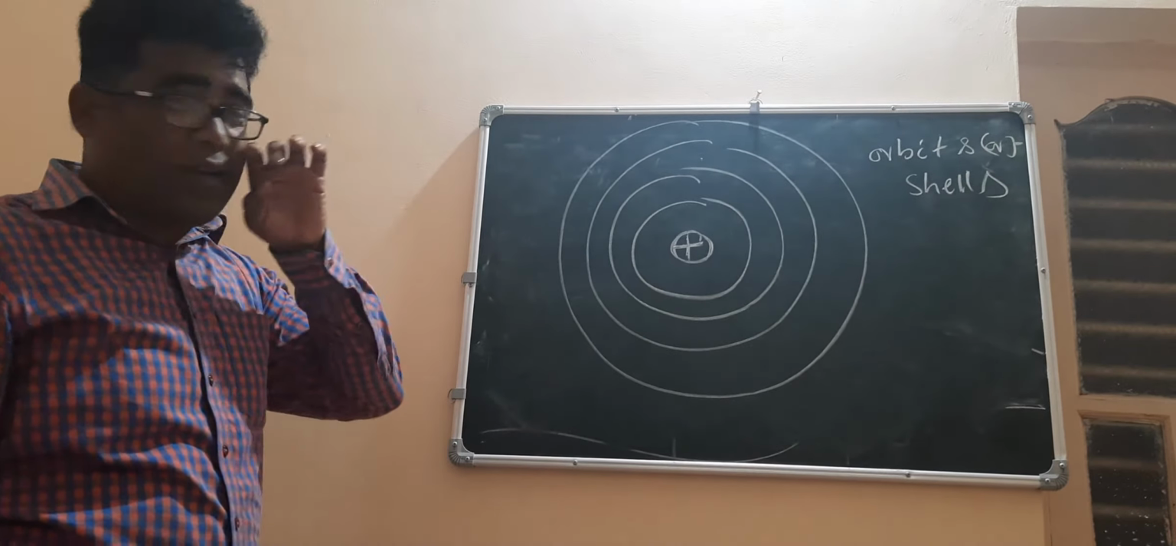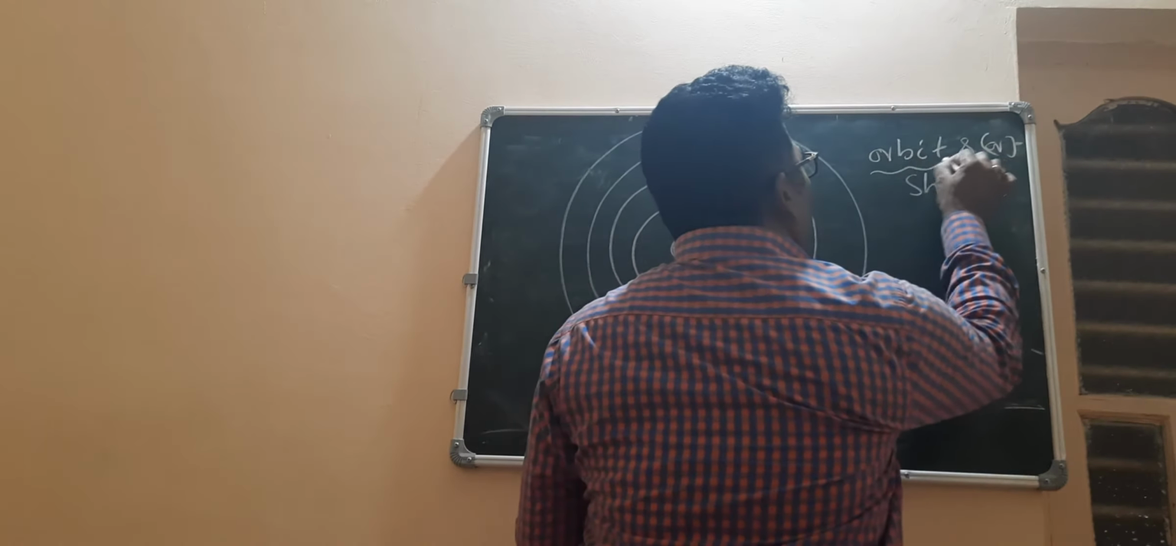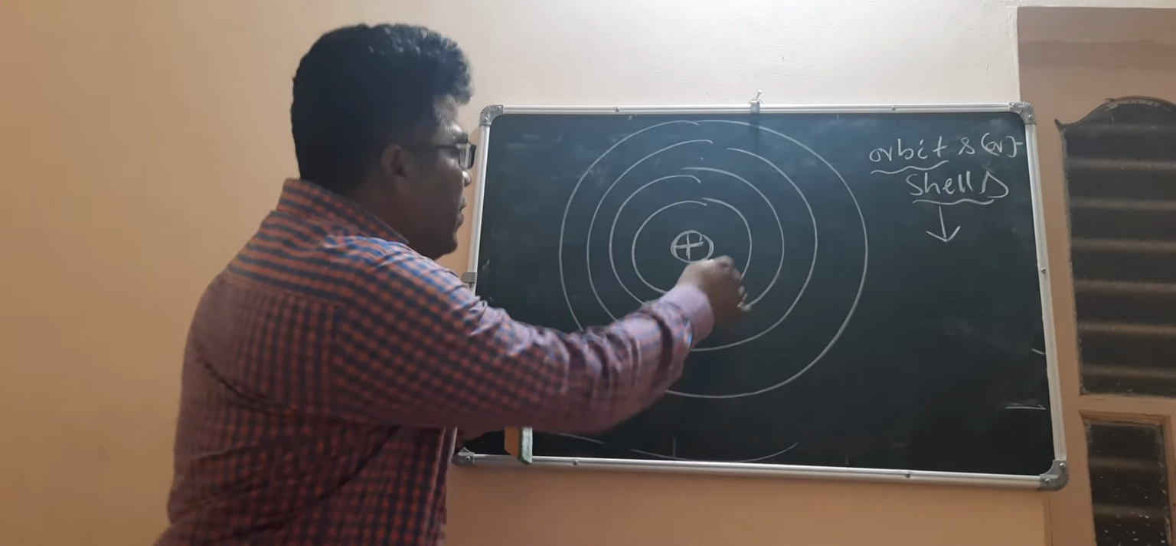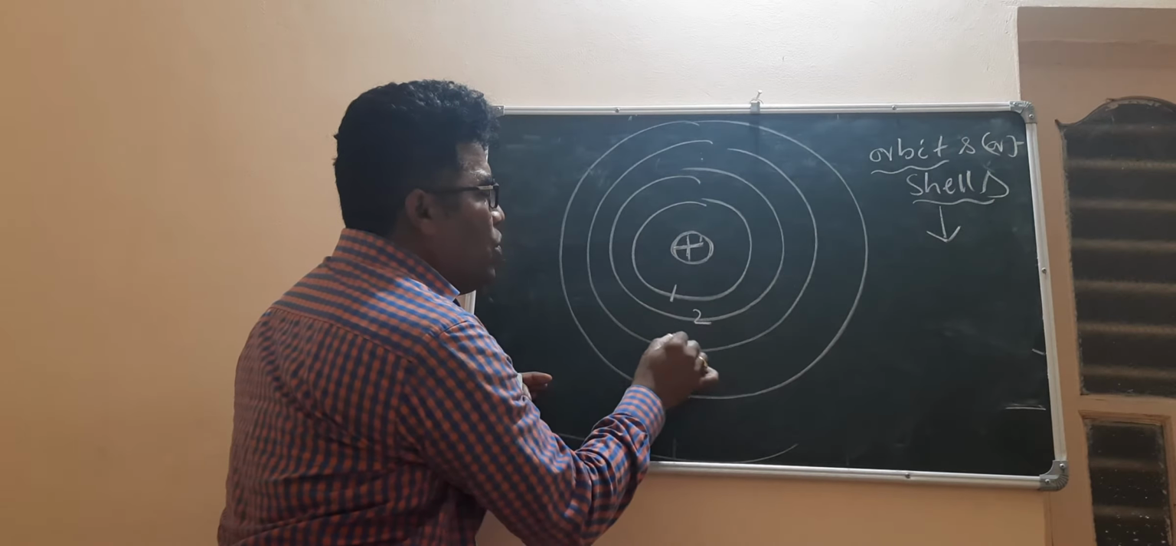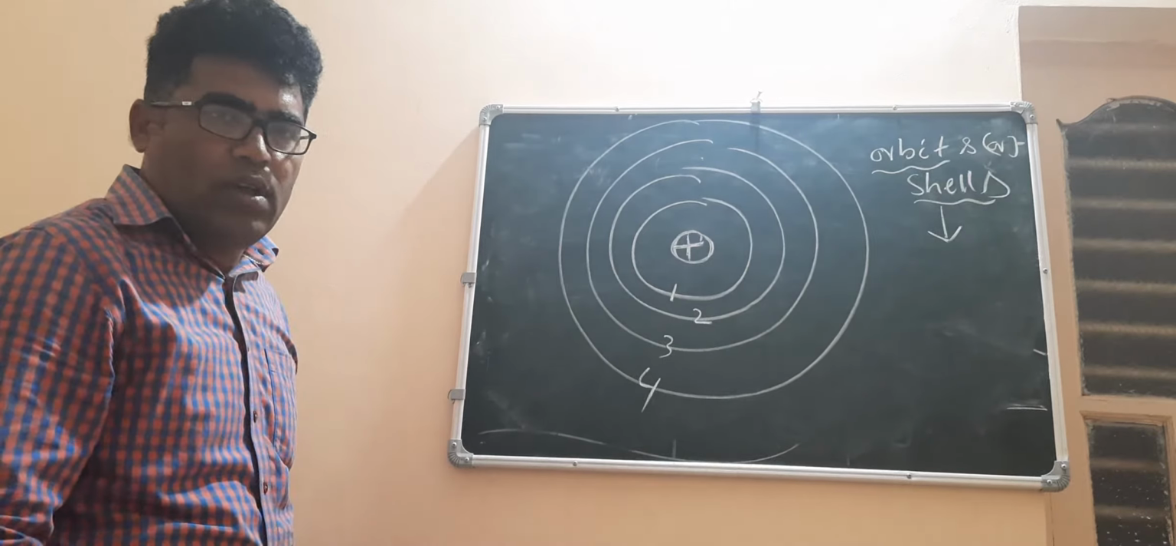In a spherical shaped atom, at the center the nucleus is present. Around the nucleus, what are present? Orbits or shells. Orbits are denoted by the numbers 1, 2, 3, 4.